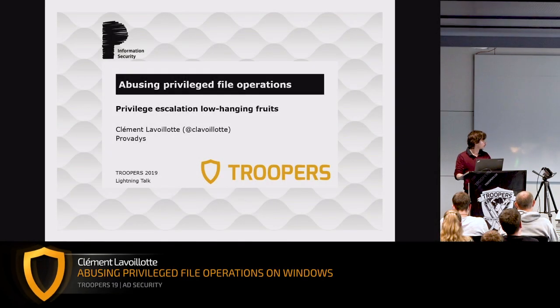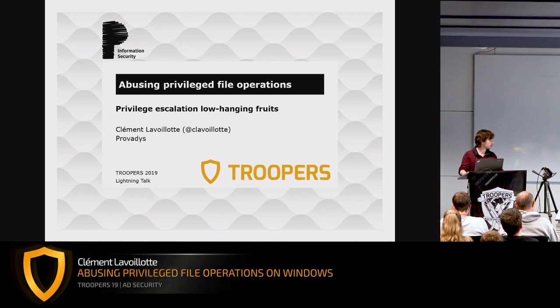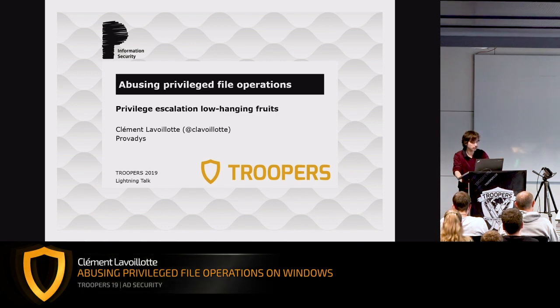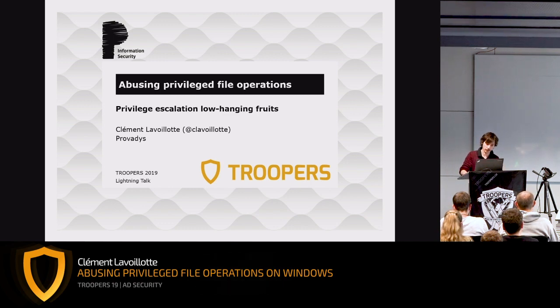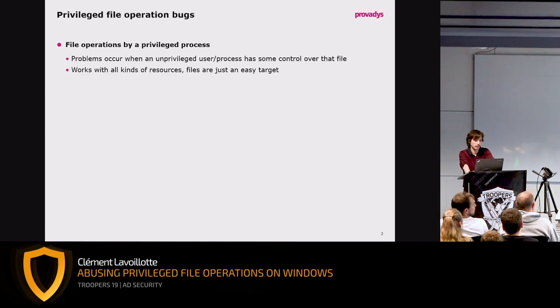All right, so I'm Clement. I work at a French company called Provadis, and indeed I'm going to talk about abusing privileged file operations for privilege escalation on Windows. So privileged file operation bugs are when you have file operations that are performed by privileged processes.